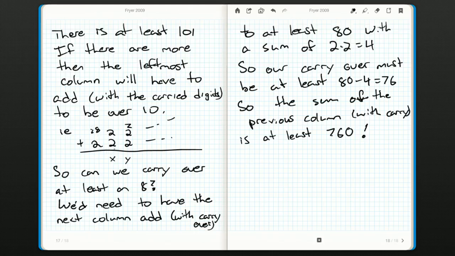So what does that tell us? Well, the second to the leftmost column has to add up to at least 80. There's only 4 numbers there, so the carryover from the third column's got to be at least 76. And 76 seems way too big of a carryover. So I would guess there's probably a limit to how much we can carry over. Sorry, this seems too big, not too small.